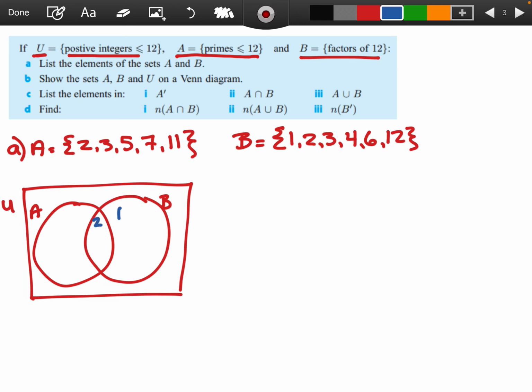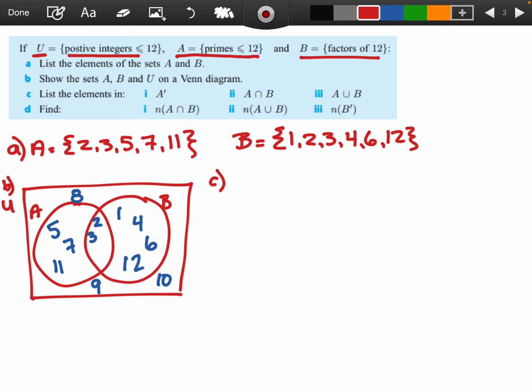2 is in both A and B. 3 is in both A and B. 4 is just in B. 5 is just in A. 6 is just in B, 7 is just in A. 8 is in neither, so we'll put that on the outside. 9 is in neither, so we'll also put that on the outside. 10 is in neither, so it also goes on the outside. 11 is in A, and 12 is in just B. Okay, so now that we've got our Venn diagram, I guess I should have labeled that part B.